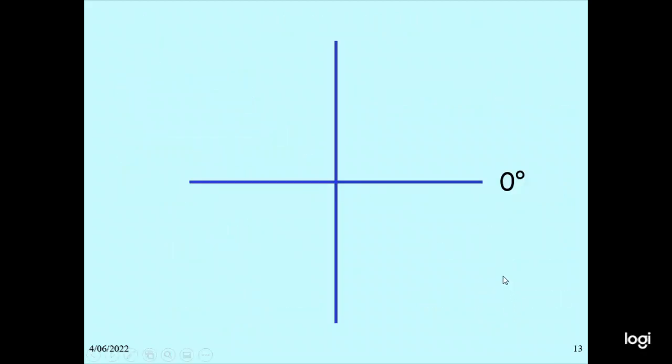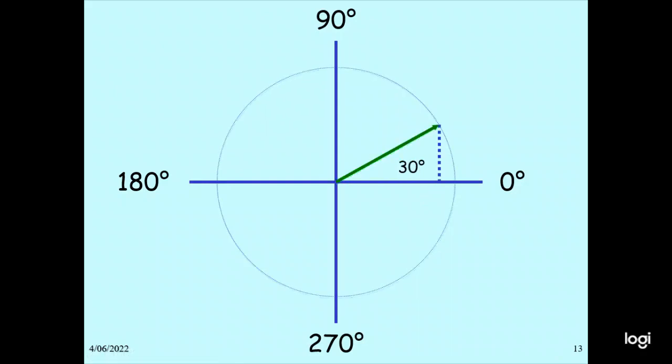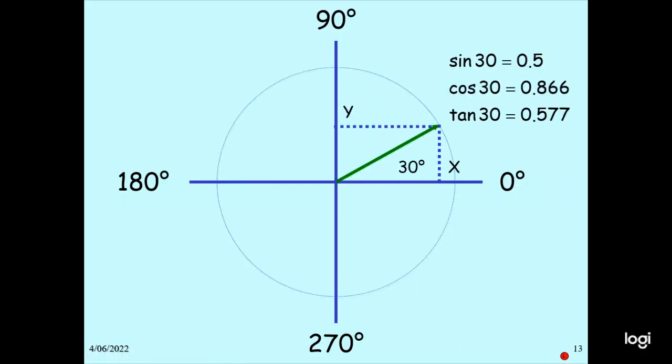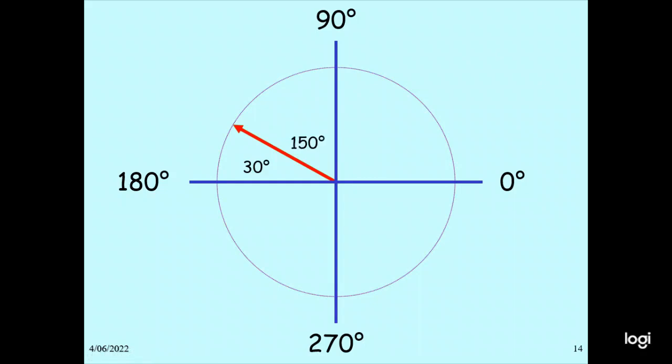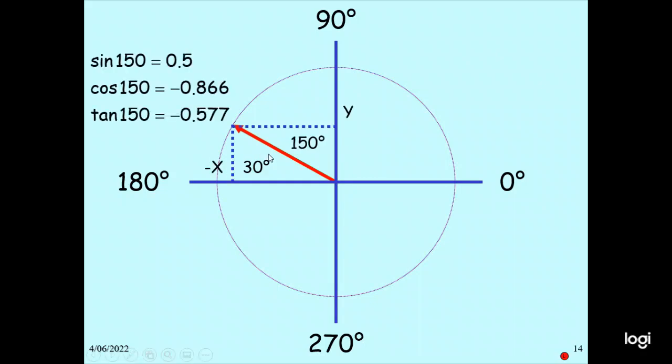So there are 0, 90, 270, 180 degrees. So this is 0 degrees here. Then rotated, this is plus 30 degrees. Sin 30 is 0.5, cos 30 is 0.86, tan 30 is 0.577. So this angle is 150 degrees, so that this is the 30. So sin 150 is 0.5, cos 150 is minus 0.86, tan 150 is minus 0.577.